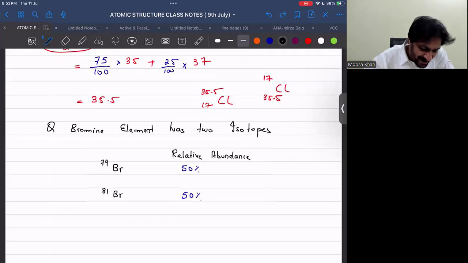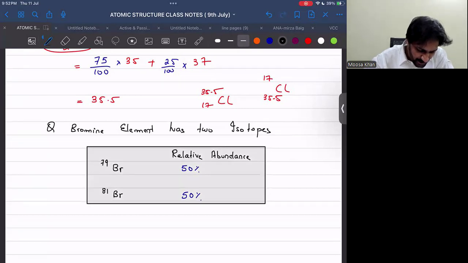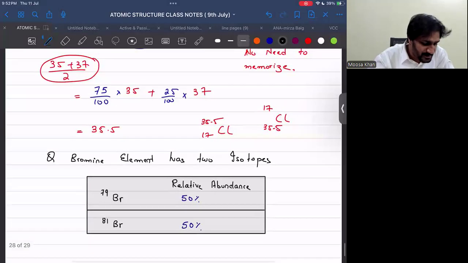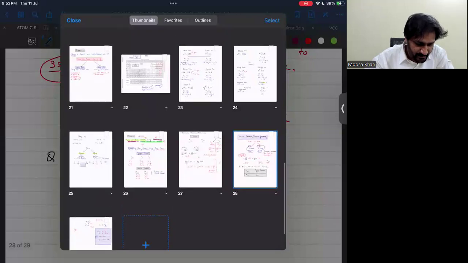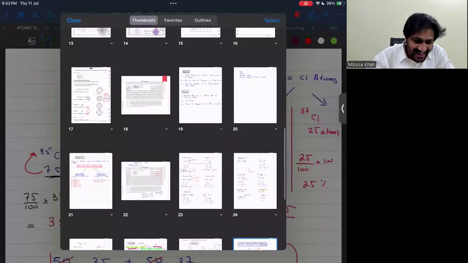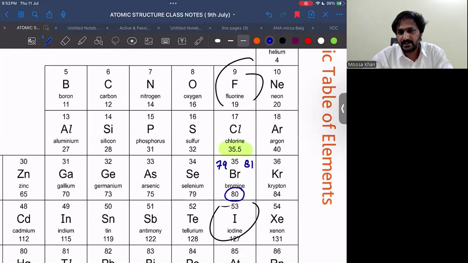So can you find the average mass of both of these isotopes that we are going to use in the periodic table? First, look at the periodic table, and from that you will see that none of these isotopes is being used to represent the bromine element. If you see the periodic table, here a bromine atom has a mass number of 80. We have two isotopes of bromine, one with the mass number 79 and one with the mass number 81. But here they have written 80.